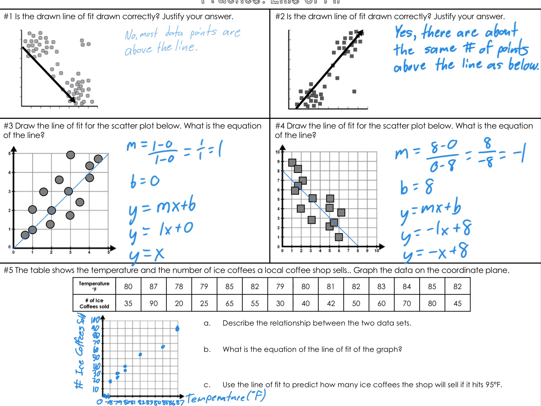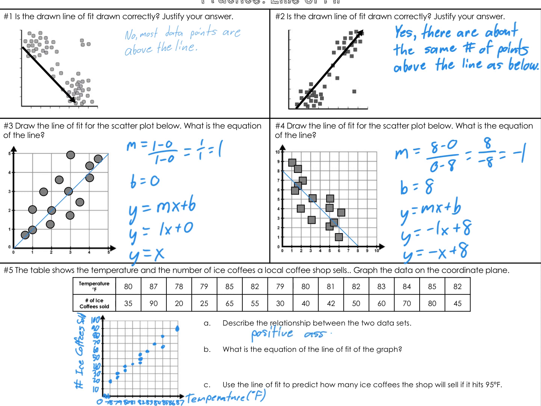The next point is 81, 42, so it's very close to the one we just made. And the point after that is 82, 50. Next is 83, 60, and then 84, 70. Next is 85, 80, and finally we will plot 82, 45. Make sure you don't mix up your x and y coordinates.